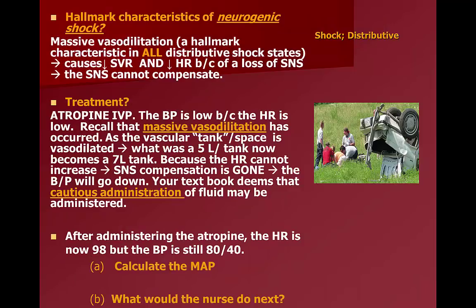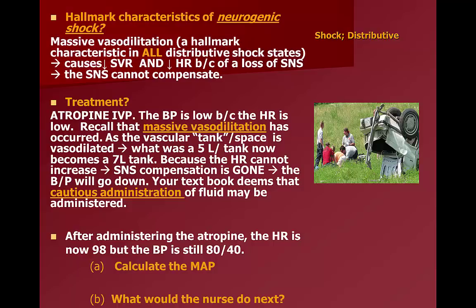Again, you've got another type of distributive shock that is called neurogenic shock. We all have heard about that when we did the spinal cord injury. Again, you have massive vasodilation, and this is because there is a loss of sympathetic tone. You have the loss of the sympathetic nervous system because of the cord injury. And when you have a loss of the sympathetic nervous system and its mediators, which are epinephrine and norepinephrine, you are going to therefore have the parasympathetic take over. So you do not have epinephrine, norepinephrine. You have the parasympathetic that is now in charge.